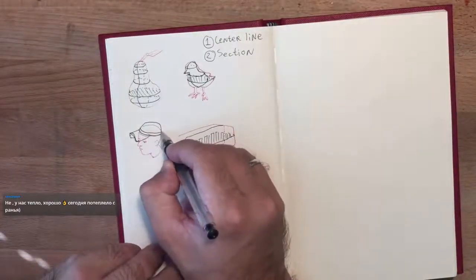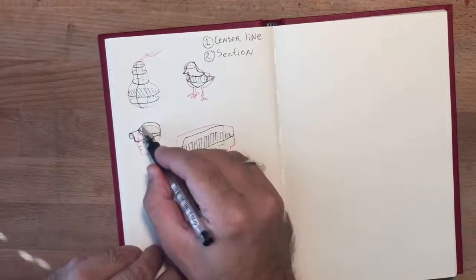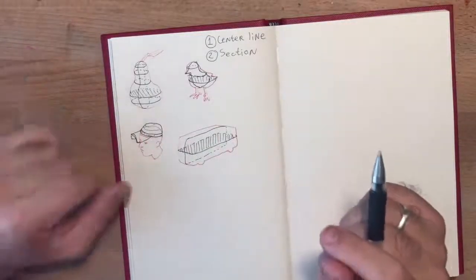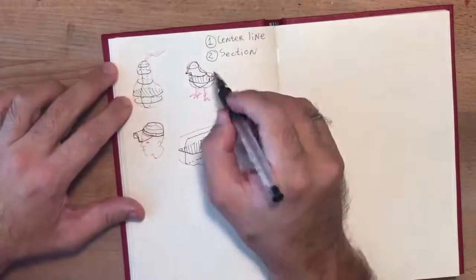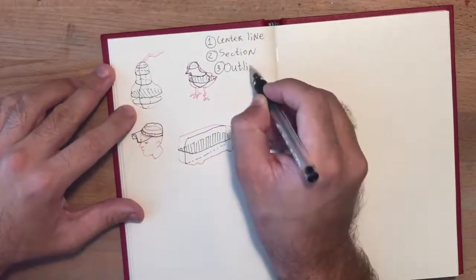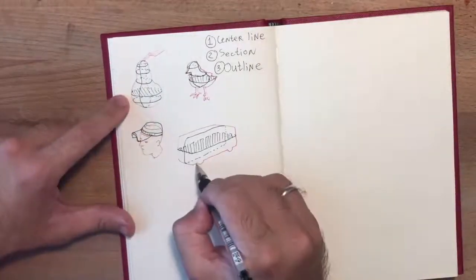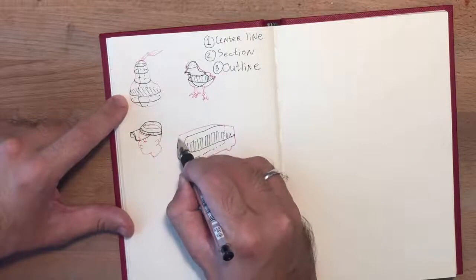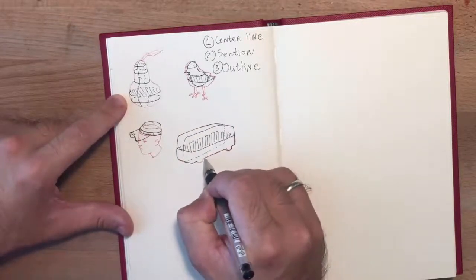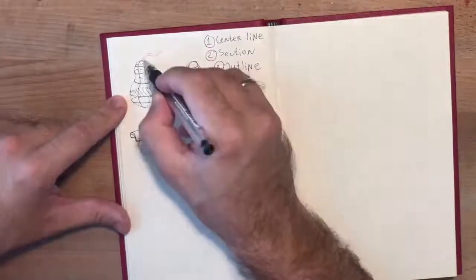So, and here you can play with this around. So, section, center line, and outline. This is the contour line. It's this line, which will be for the overall silhouette, the shape of the object, like here.